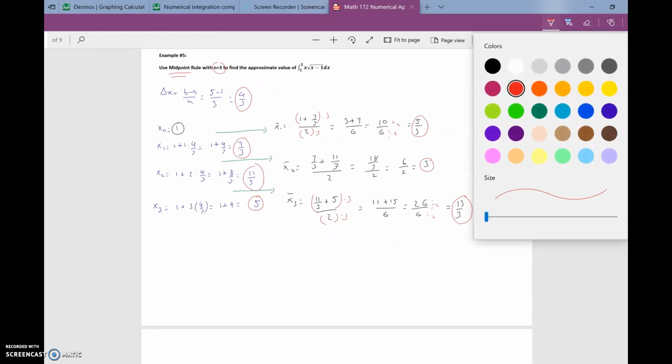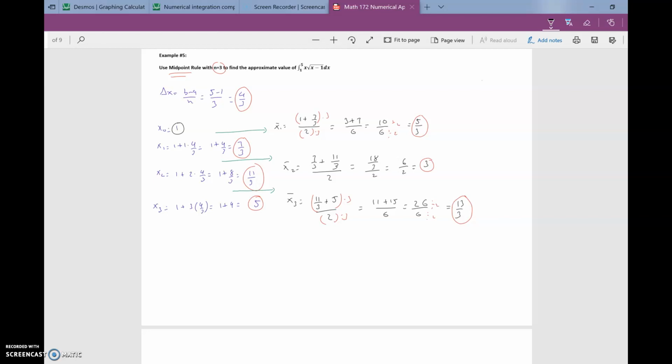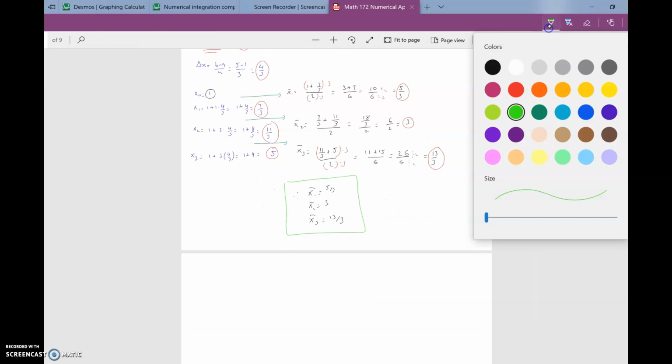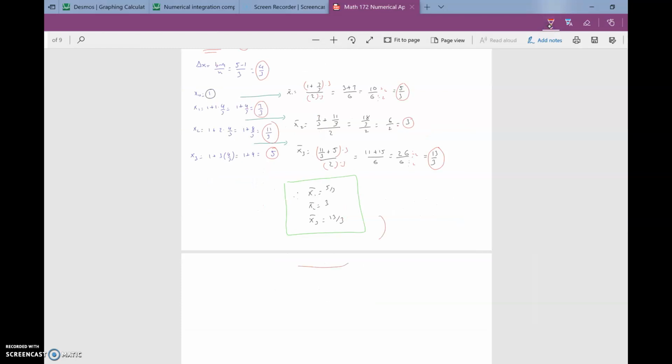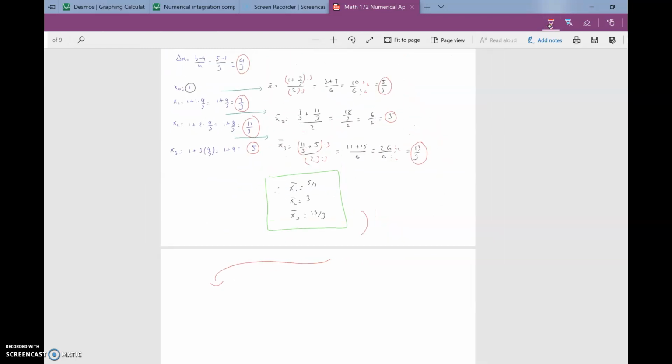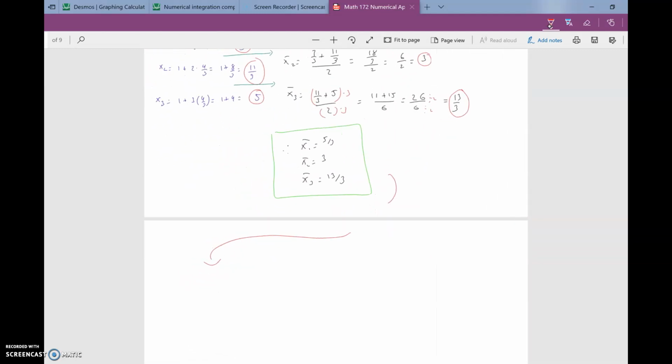Okay, so let me just summarize and double check the x's. We found that x1 bar is equal to 5/3, x2 bar is equal to 3, and x3 bar is equal to 13/3. These are the x's that we're going to use in the approximation. Let me just double check them all. Okay, the very last step, and let me write it out here. So this is using midpoint with n equal to 3.